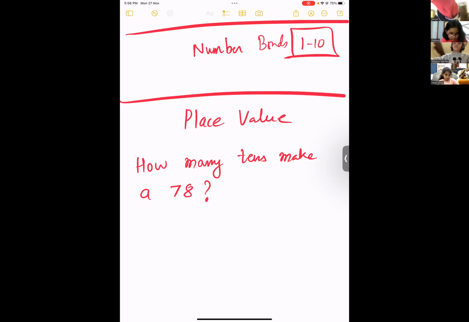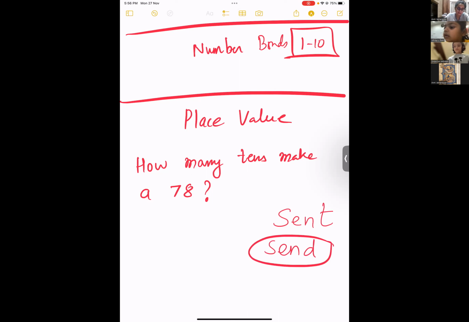Ma'am, I send you the answer. Ma'am, I have sent you the answer. Send is not a word. Sakshi, sent. Send is the present tense, sent is the past tense. So if you have sent me the answer, it should be sent.